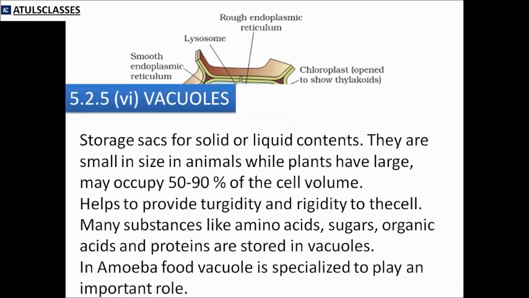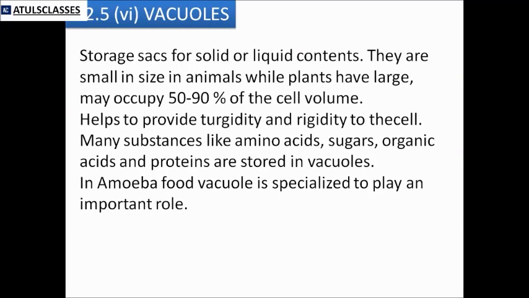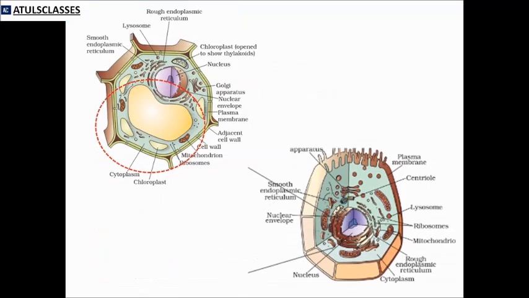And the vacuoles are storage sacs for solid or liquid content. They are small in size in animals, while plants have large ones. In a single plant cell, the vacuole can occupy 50 to 90% of the cell volume, and it helps in turgidity and rigidity. They store many amino acids and other important biomolecules. You can see the plant cell and the animal cell. The vacuole is very big in the plant cell, but in the animal cells the vacuoles are very small and many in number.